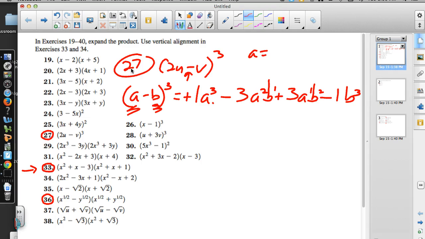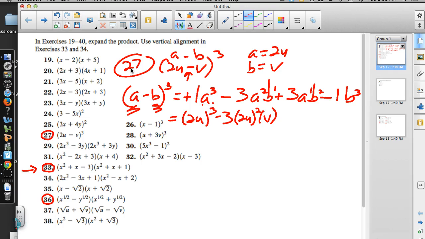So like I said, if it is truly the letters, don't let that bother you. Use whatever letters you want to. My first term, my A term, is 2u, and my second term is v. So now I just need to substitute those in and see what I get. So a cubed will be 2u cubed minus 3 times 2u squared times v. All I'm doing is substituting 2u in for a and v in for b, plus 3 times 2u times v squared minus v to the third.